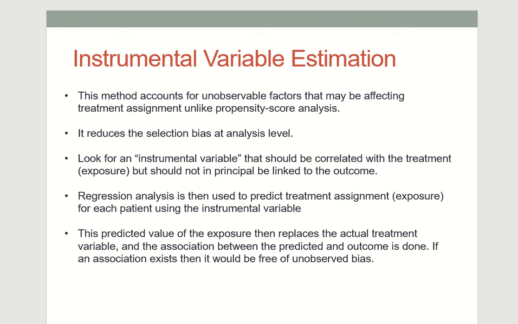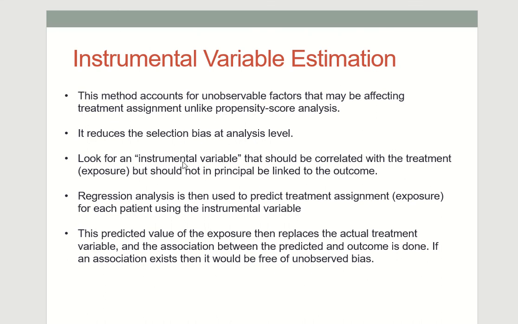Instrumental variable estimation is also one of the tricky things used in trying to control bias. This method accounts for unobserved factors that may be affecting treatment assignment, unlike propensity score analysis, where we have observed factors. It reduces the selection bias at the analysis level. You look for an instrumental variable. So here's the core of the thing.